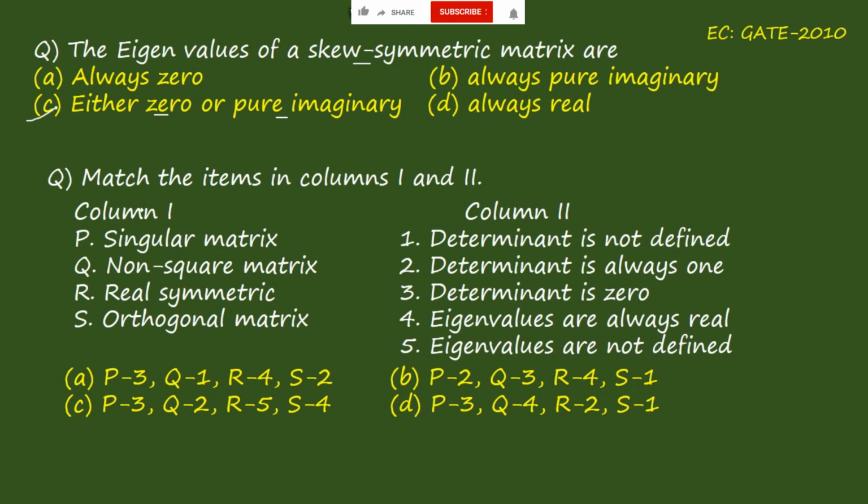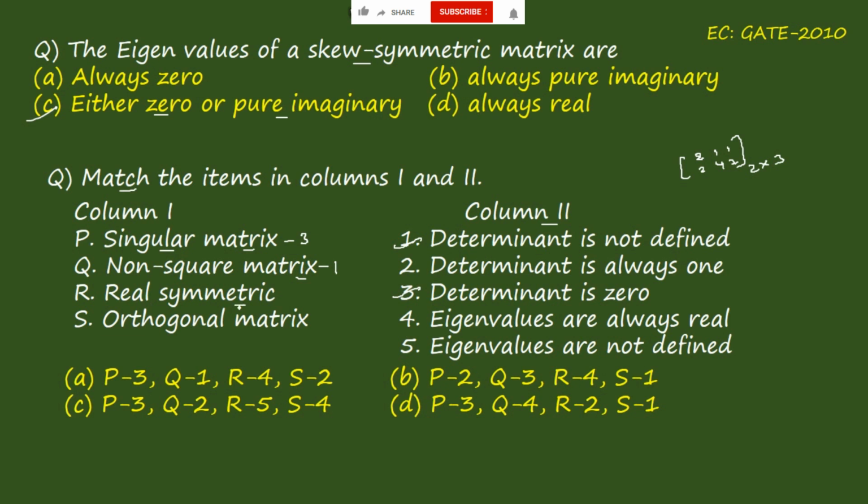Coming to the next question, we have to match columns 1 and 2. The first one, singular matrix. Singular matrix is about the determinant. The determinant should be 0, so P is option 3. Non-square matrix: if you consider a non-square matrix, it may have 2 rows and 3 columns, or also a single column, which is a non-square matrix. In this case, the determinant cannot be defined. Option 1, so Q is 1.